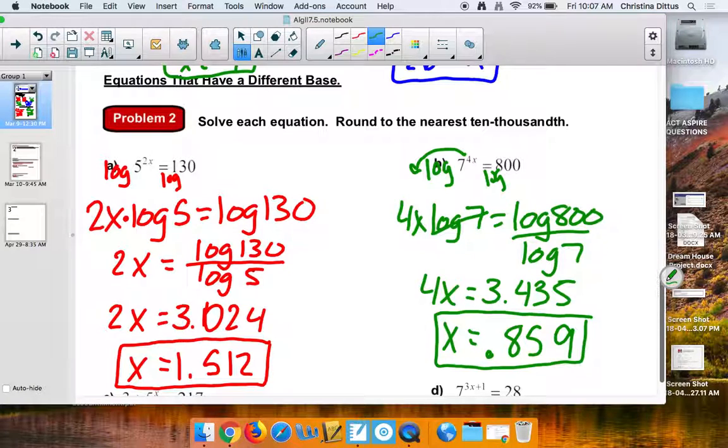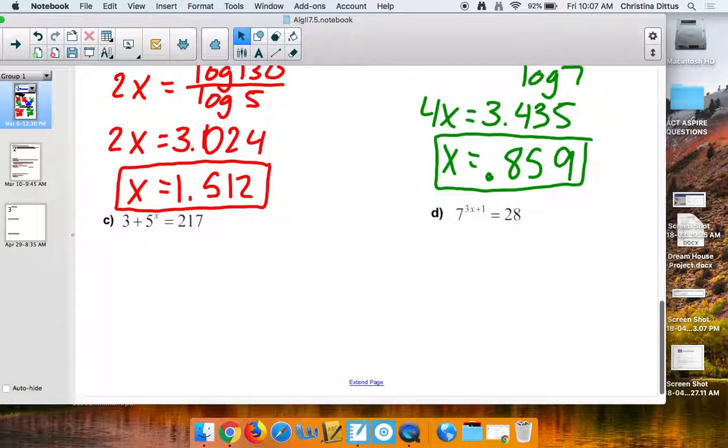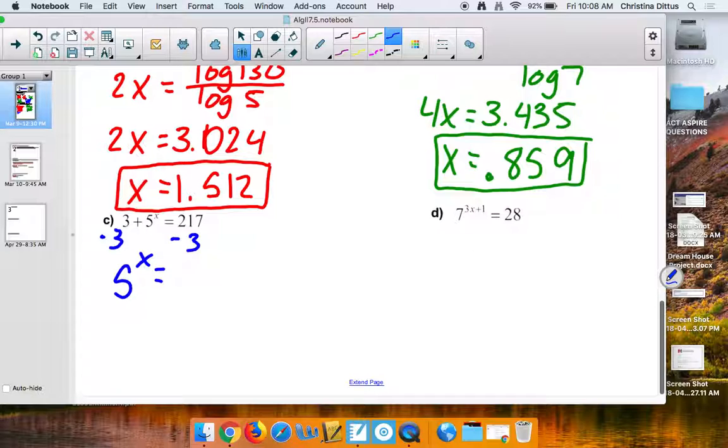Questions? Okay, let's keep going. I got 3 plus 5 to the x power equals 217. Is my exponent by itself? Or my base exponent? No, it's not. I got that 3 out front. How do I get rid of this 3? You subtract it. So I have 5 to the x power equals 214.